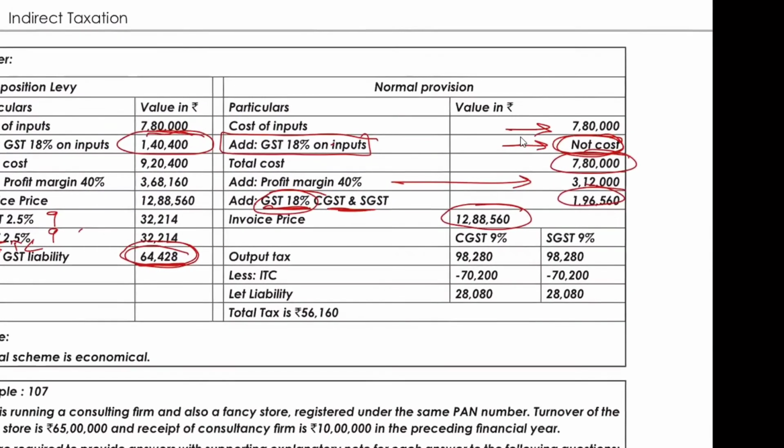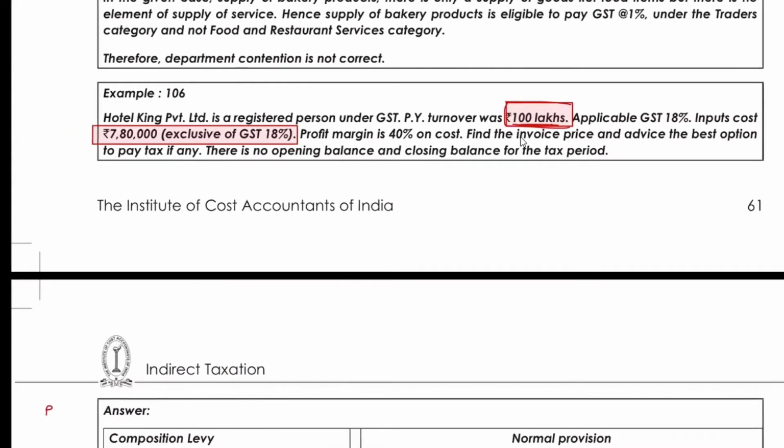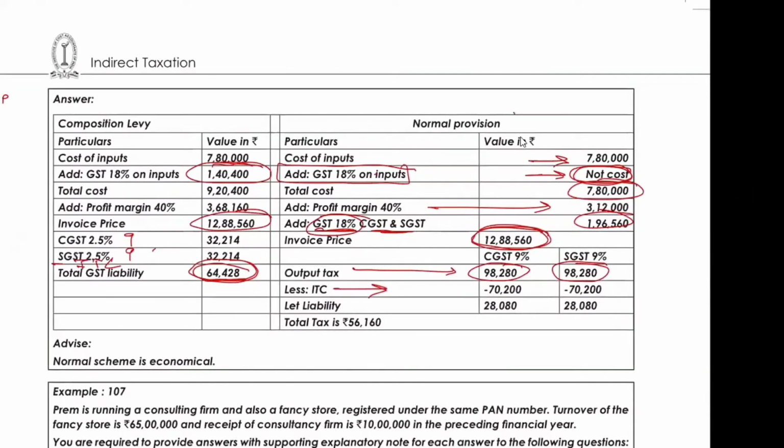So it comes out that the invoice price is 12,88,000. Correct. See, invoice price for both the items is the same. And output tax is 9% on the same and 9% on the same. Correct. And ITC is what? ITC is 7,18,000. You do 7,80,000 into 9, or 7,80,000 into 9. Okay, so I can get ITC because I'm under the normal provision. So I'll get ITC from there, and my tax payable is 28,080, 28,080. So my total tax is 56,160, which is more than 64,428.